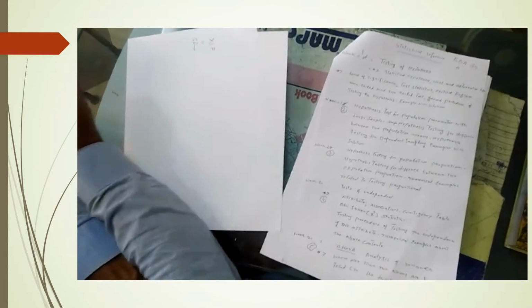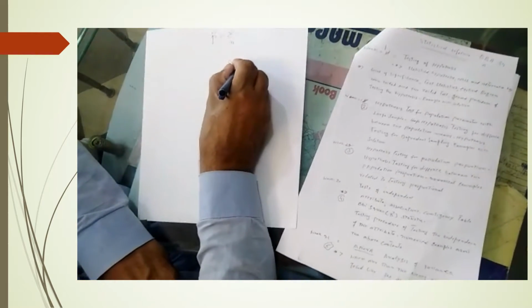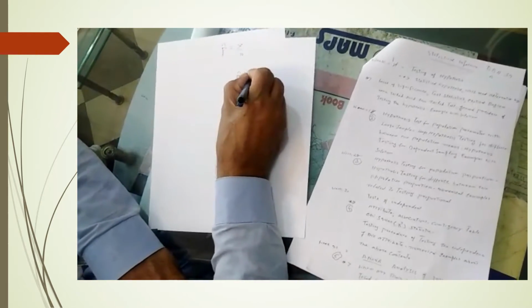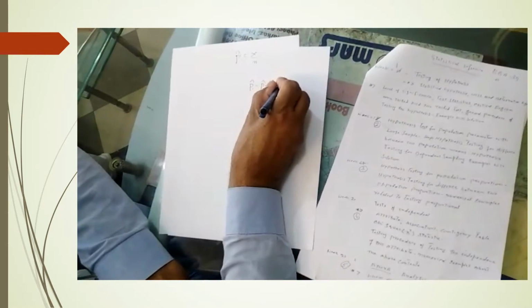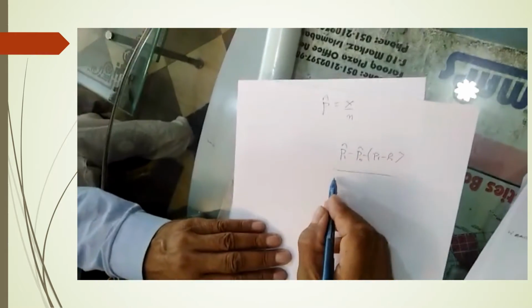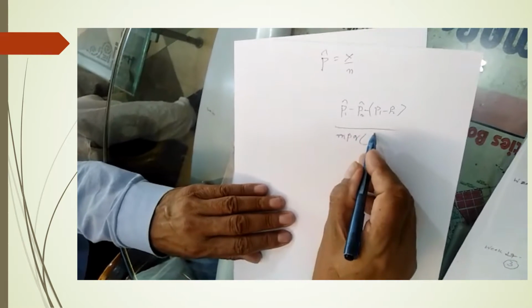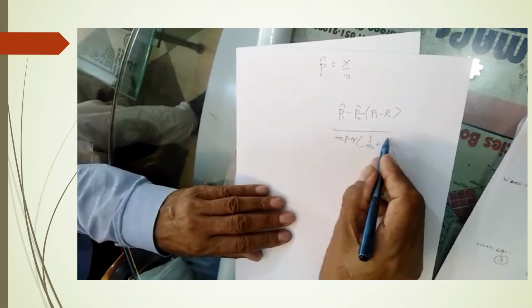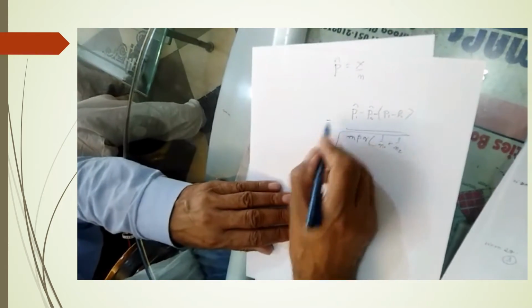The proportional test will be equal to P1 hat minus P2 hat minus (P1 minus P2) over the square root of NPQ times (1 over N1 plus 1 over N2). That will be known as a proportional test.